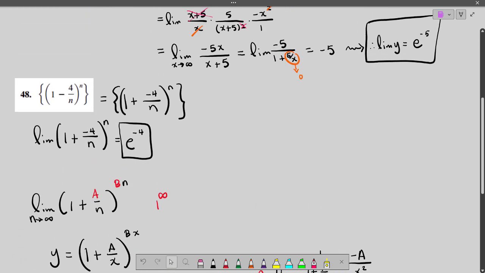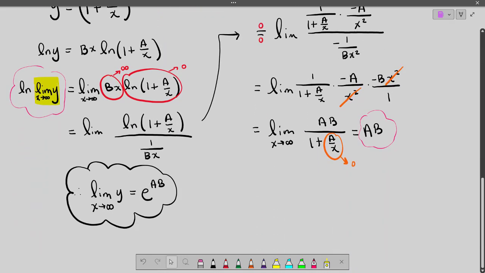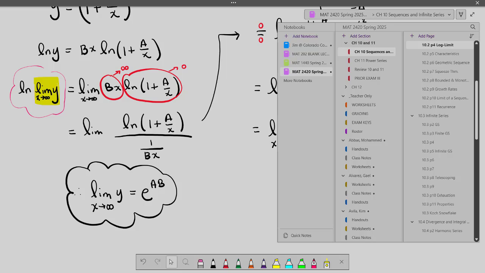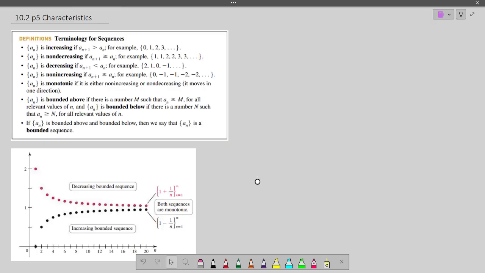Now in the exam, I'm going to ask you to use the log limit process. And so, yeah, you can practice it with this one and make sure that you can get to that e to the -4. But once you have that formula down here kind of understood, that's super convenient for a lot of problems. Super convenient. All right, let's take a look at some definitions, some terminology.